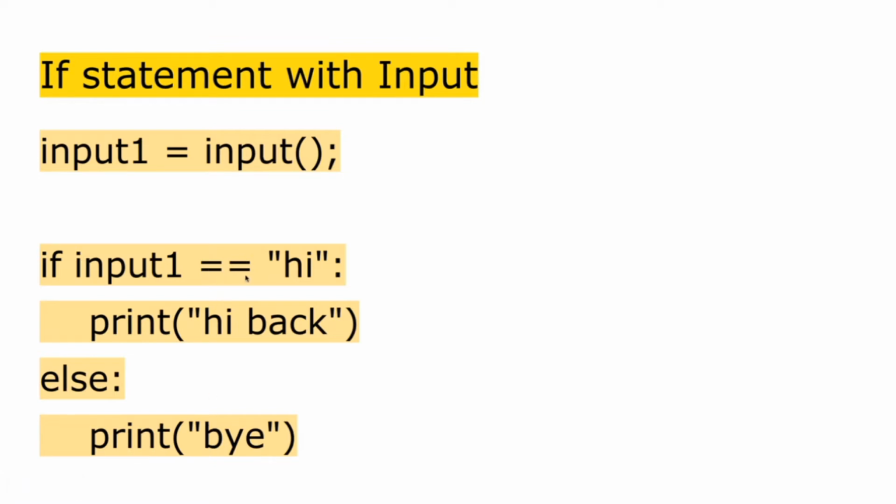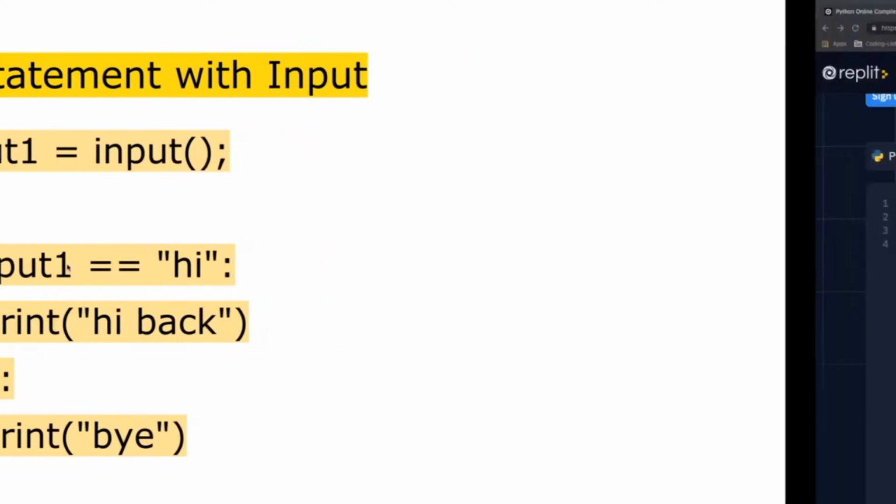And you can see I do double equal, not one equal. One equal is when we assign something. Double equal is when we compare things. So if I just did input 1 equal to hi, that'd be incorrect because we're not assigning input 1 to hi, and you can't really do that in an if statement. That'd be pretty bad. So let's try this out.